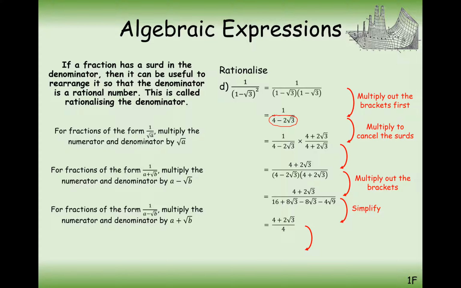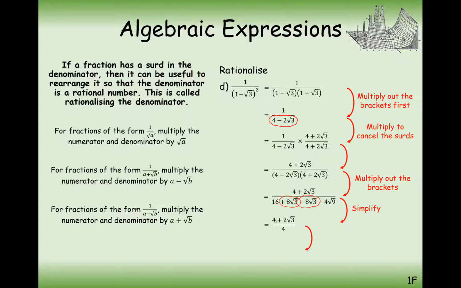and then simplifying. So we're going to get 8 root 3 minus 8 root 3, so that should always happen. And then it's going to be 16 minus 4 root 9. Notice how root 9 is actually the value 3, so it's 16 take away 12, that's the 4.